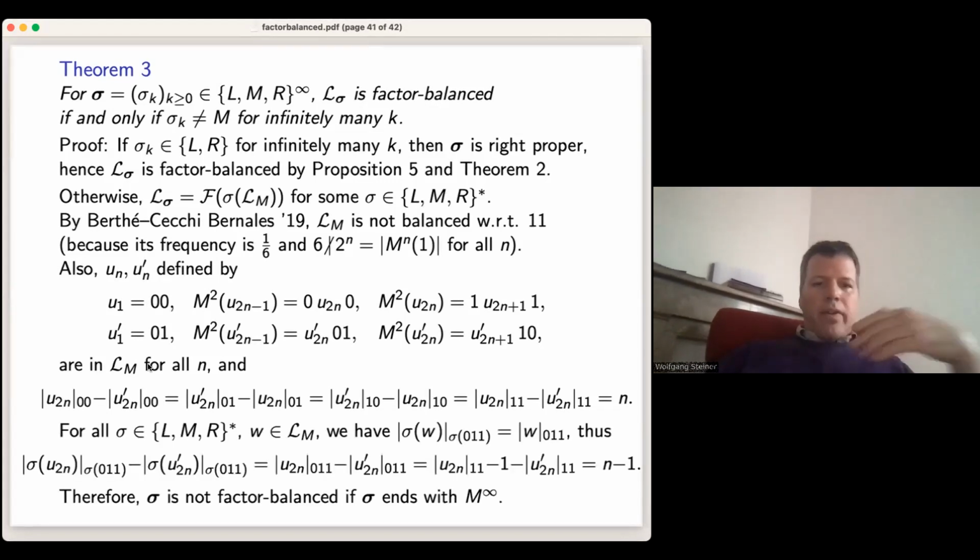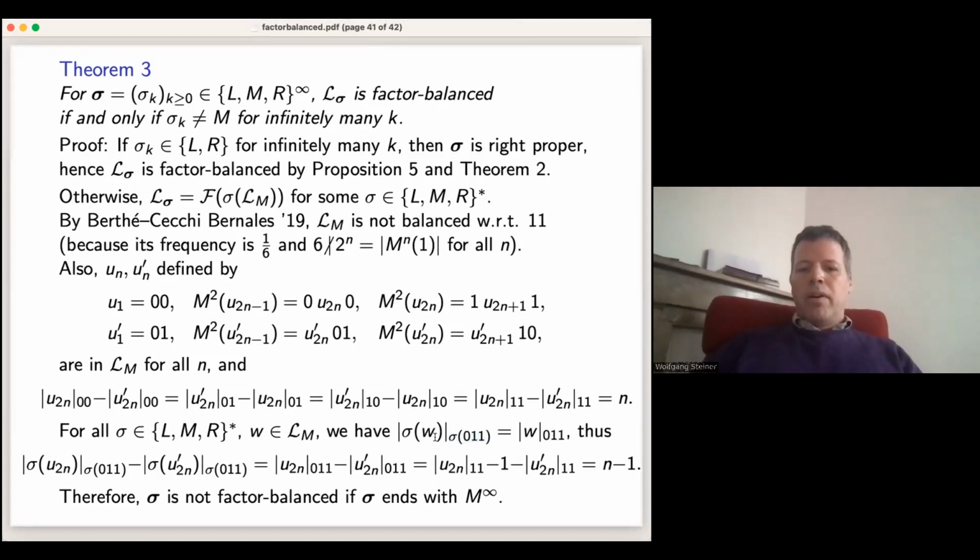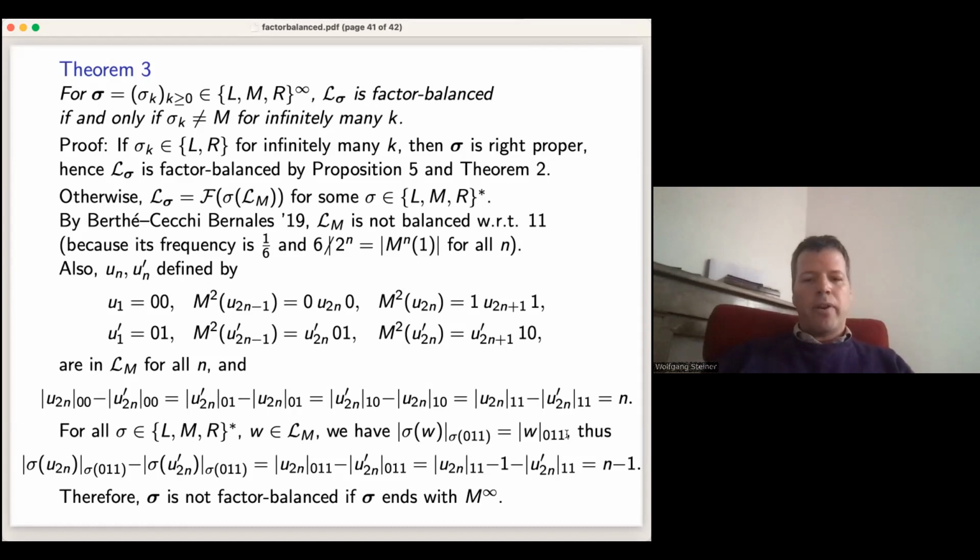So now we know that L_M is not balanced for length 2. Now to extend to sigma of L_M, we need a small lemma. If we consider the word sigma of 0, 1, 1, then it occurs in sigma of W only trivially. Trivial means that we only have to look at the occurrences of 0, 1, 1 in W and take images of it. It cannot occur somewhere as an overlap.